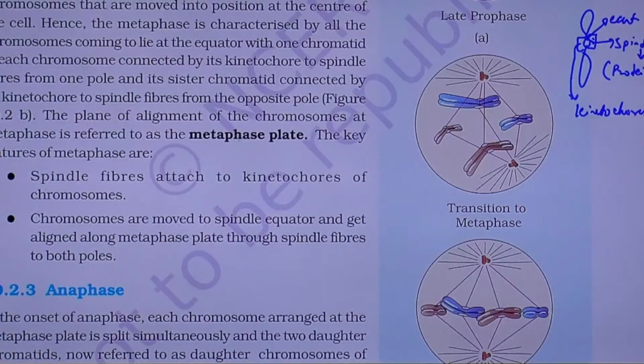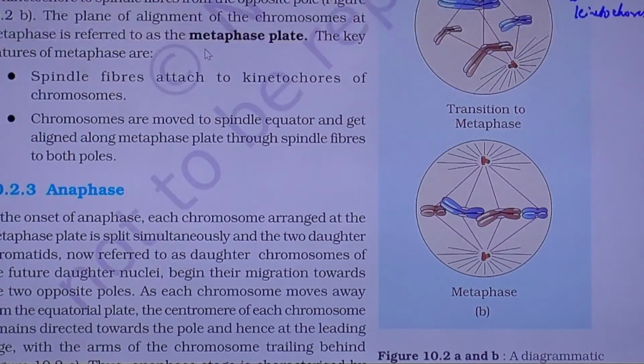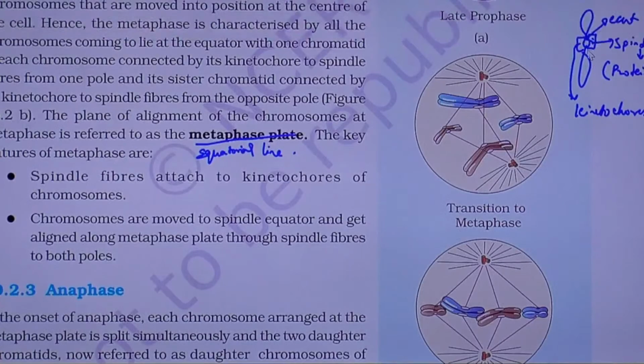Here we have some key points of metaphase. What will be the features? Spindle fibers attached to kinetochores of chromosomes. The metaphase plate means the equatorial line, the middle line. See here, the middle line or equatorial line. This spindle fiber is attached to the kinetochores. This is the first feature.